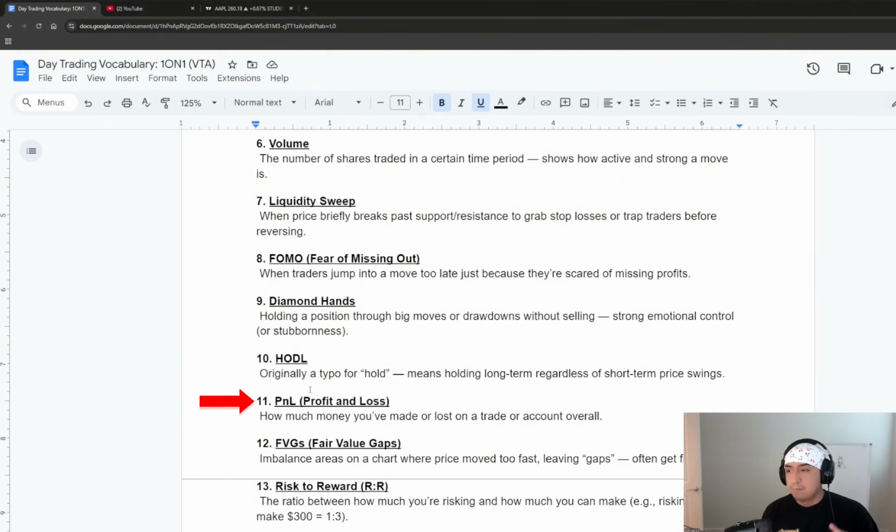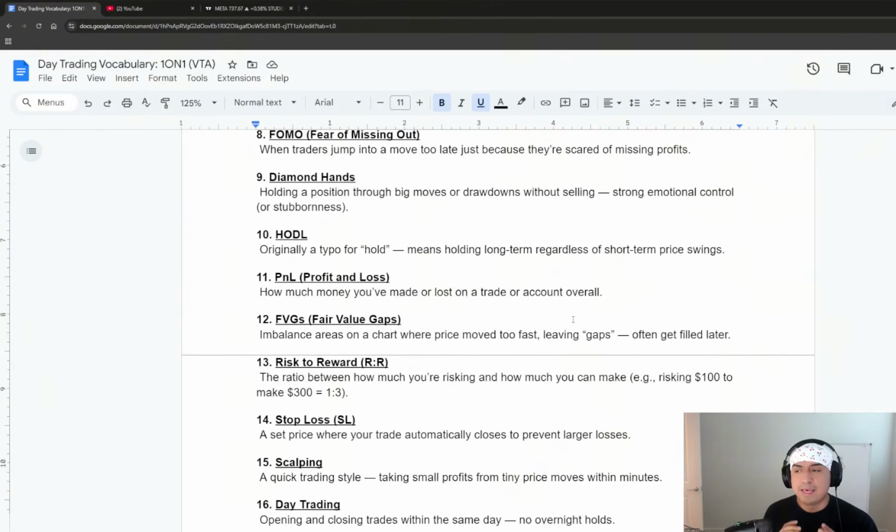Number 11, P&L. This is the profit and loss: how much you have made or lost on a trade or an account overall. So this is what you want to check every single day, every single week, and every single month, just so you can see what your profit and losses are. Are you up for the month or are you down for the month? That's where you're going to learn more about your trading system and how you're performing. And that is P&L.